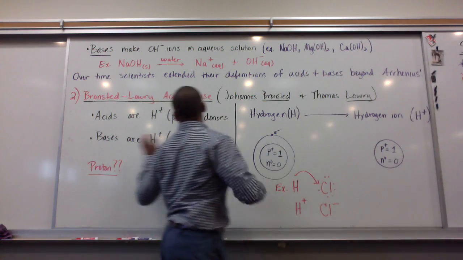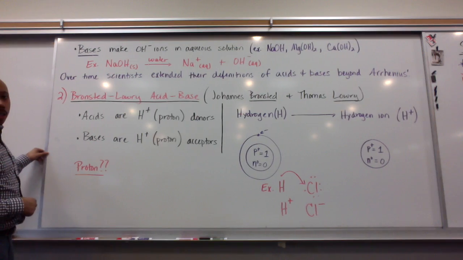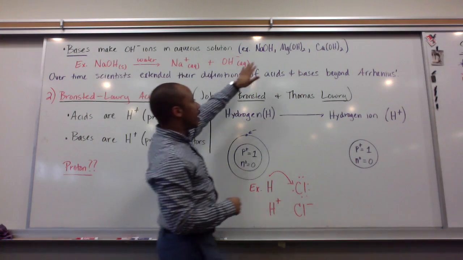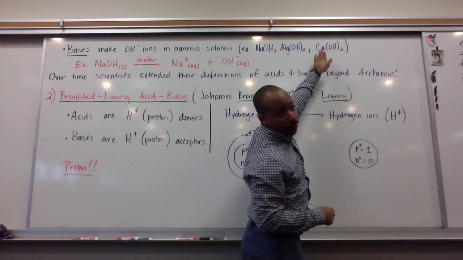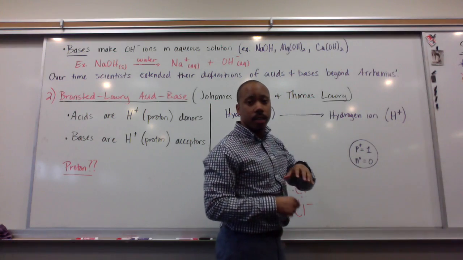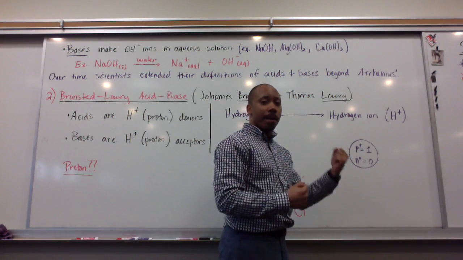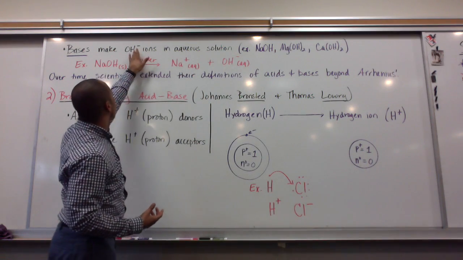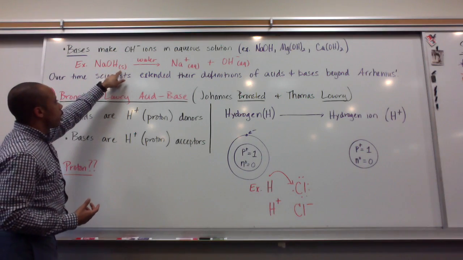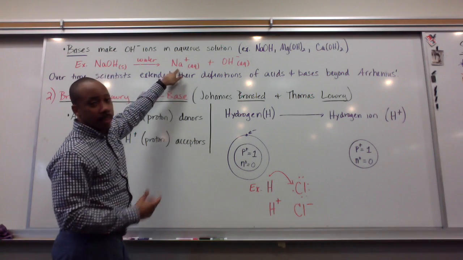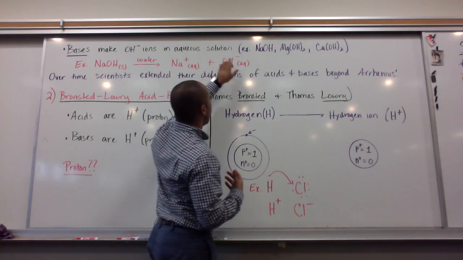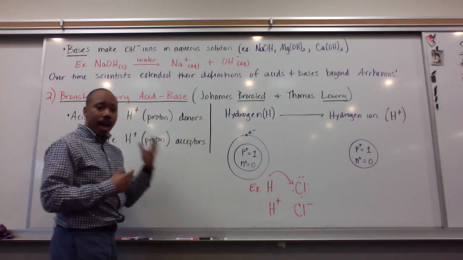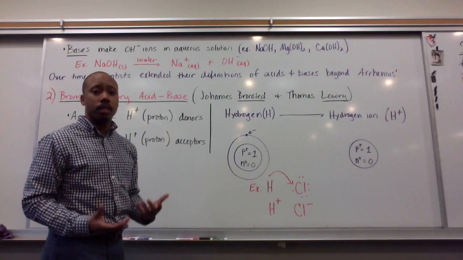Now, an Arrhenius base is said to form OH- ions in solution. It's here at the top. So when you put a base, which usually consists of a metal and a hydroxide ion, into solution, it dissociates into a metal cation and hydroxide, which has a 1- charge. An example of that would be NaOH, solid, dissolved in water. You dissociate that NaOH into Na+ in aqueous solution and OH- in aqueous solution.